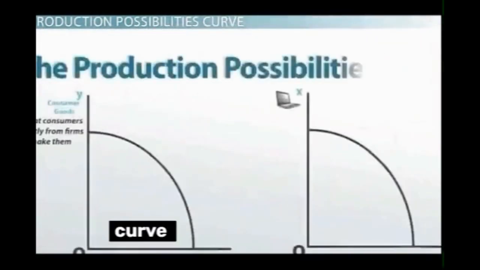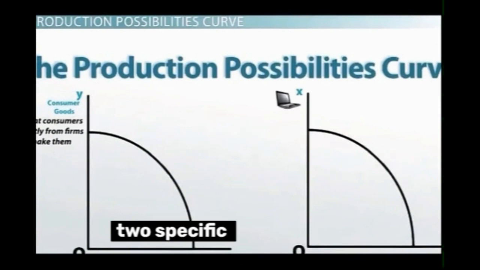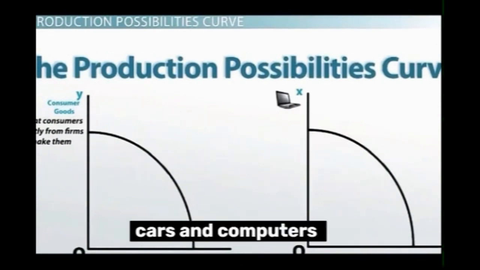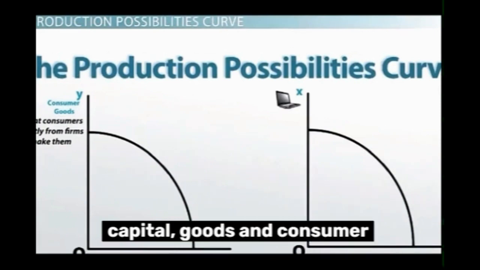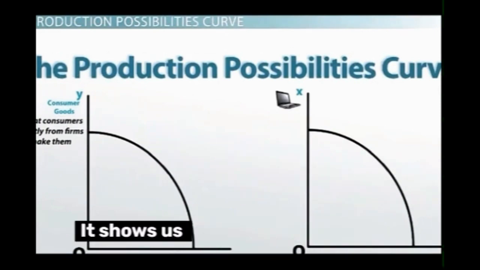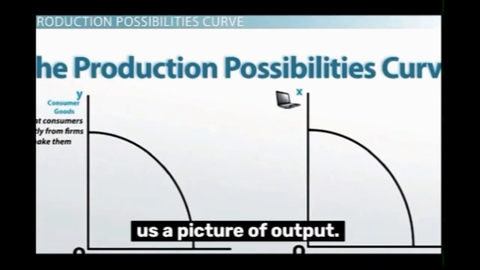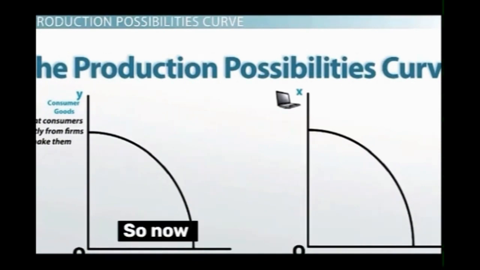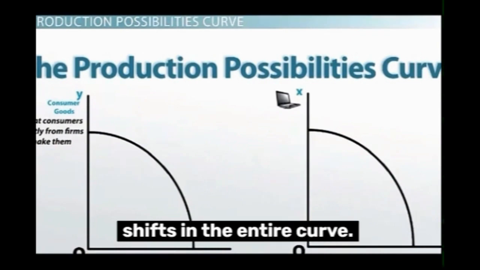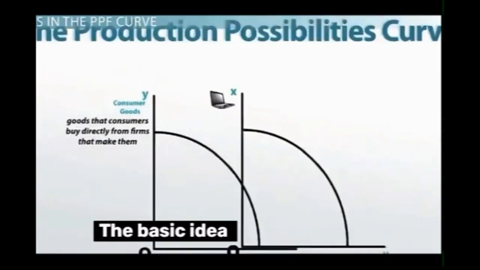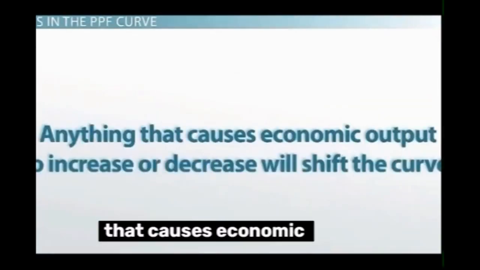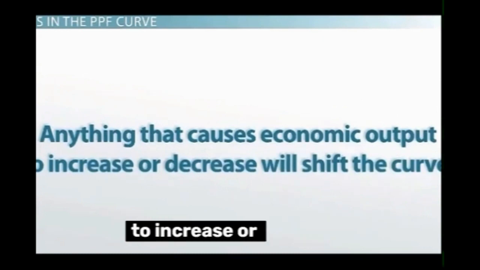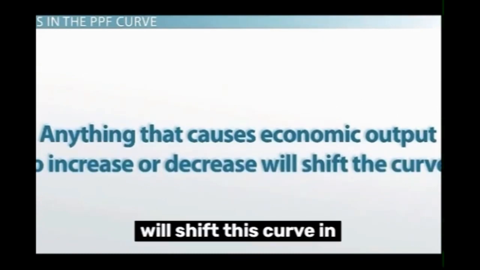The production possibilities curve, whether it's showing two specific goods, such as cars and computers, or two types of goods, such as capital goods and consumer goods, shows us how much is produced, which means it's showing us a picture of output. So now we can talk about shifts in the entire curve. The basic idea is that anything that causes economic output to increase or decrease will shift this curve.